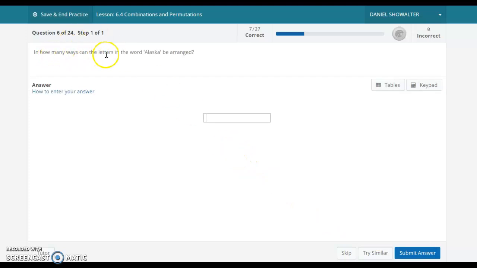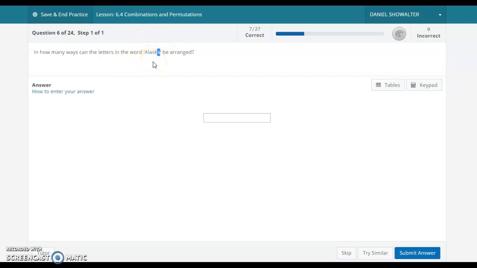And how many ways can the letters in the word Alaska be arranged? So here, if all of these letters were different, notice that there's 6 letters here. It would just be 6 factorial ways to arrange this. However, because the A's create duplicates, we have to divide by the number of duplicates created by those A's. That way, if we would just switch this A and this A, it would actually still be the same arrangement.